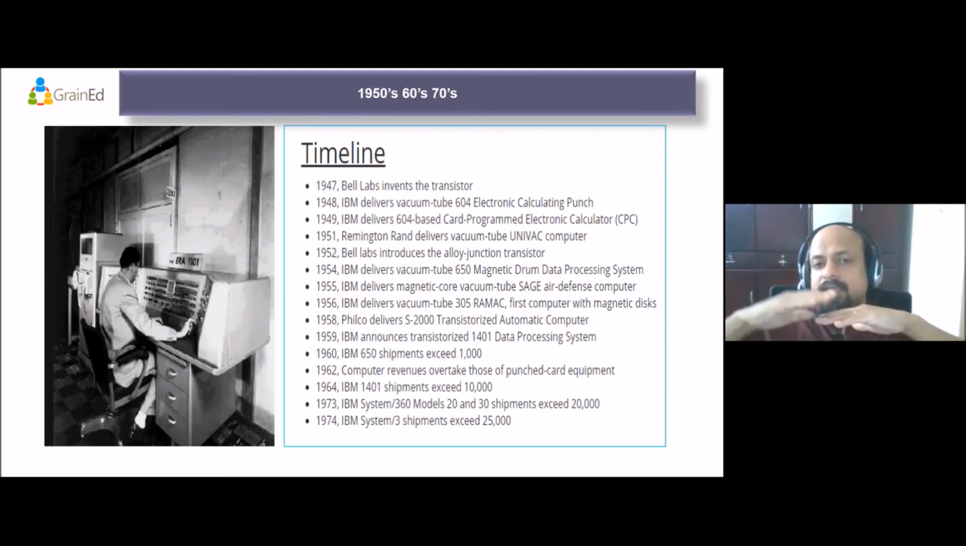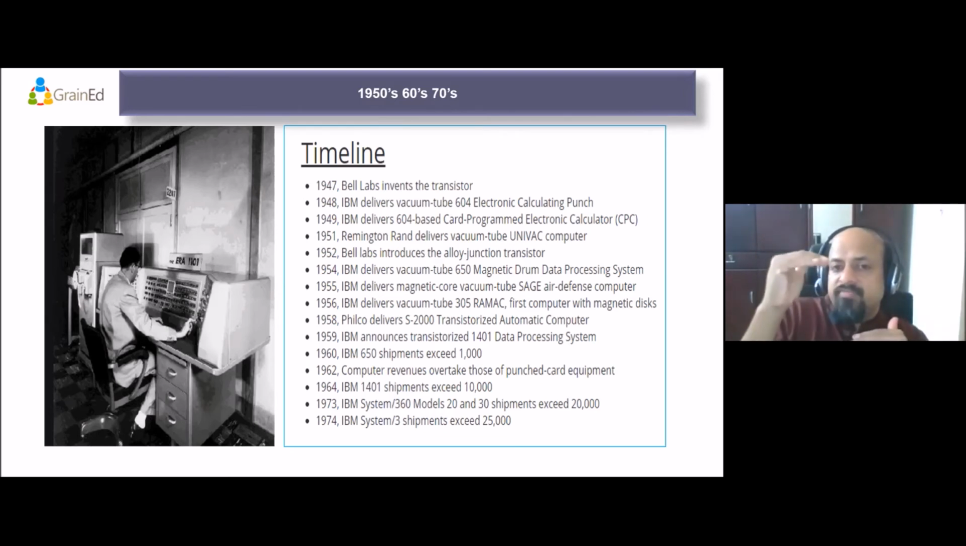1947 transistor, 1948 a vacuum tube computer with IBM 604, 49 IBM delivers 604, card program electronic calculator. So these are all some important years in that journey from a transistor to a PC, 47 to 74, and in the interim between 50s to 70s. It's a kind of certain milestones in the history.